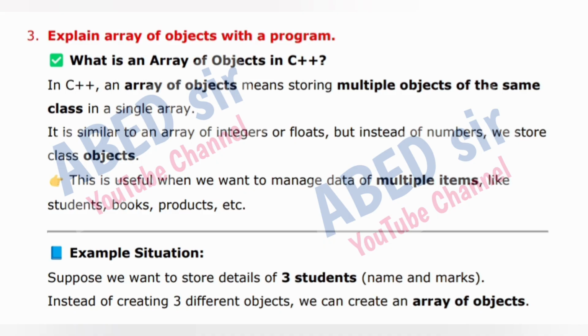In C++, an array of objects means storing multiple objects of the same class in a single array. It is similar to an array of integers or floats, but instead of numbers, we store class objects. This is useful when we want to manage data of multiple items, like students, books, products, etc.